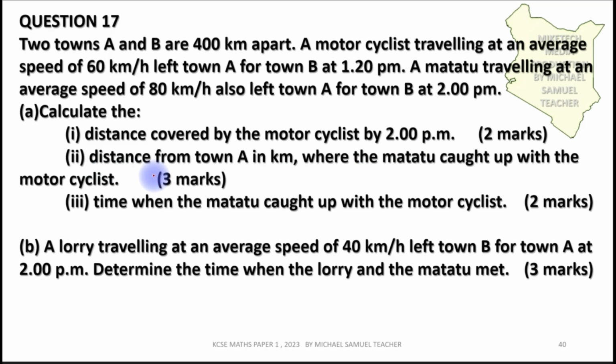Calculate the distance covered by the motorcyclist by 2 p.m. Roman 2. Distance from A in kilometers where the matatu caught up with the motorcyclist. And Roman 3. Time when the matatu caught up with the motorcyclist. And part B of question 17, a lorry traveling at an average speed of 40 km per hour left town B for town A at 2 p.m. Determine the time when the lorry and the matatu met.